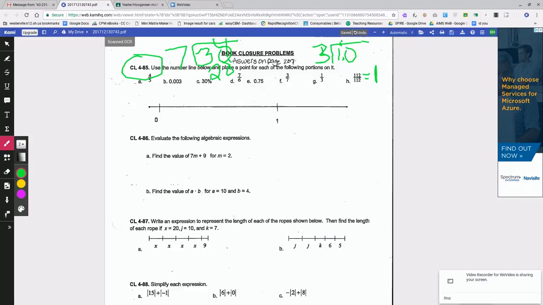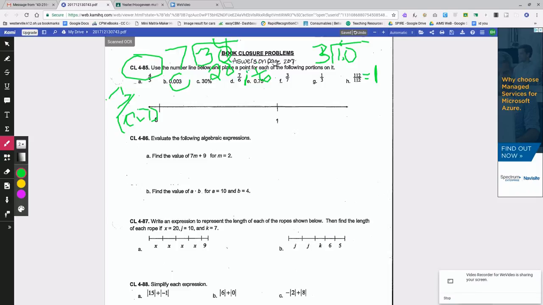7/6. Again, how many sixes go into 7? 1. What's left over? 1 and 1/6. So where is that going to fall? It's more than 1. So just take a look at each one to figure out where they are. Hint here: tens, hundreds, thousands, 3/1000. That's 3/1000. Where do you think that's going to fall? It shouldn't be too hard for you to pick out where these should be.